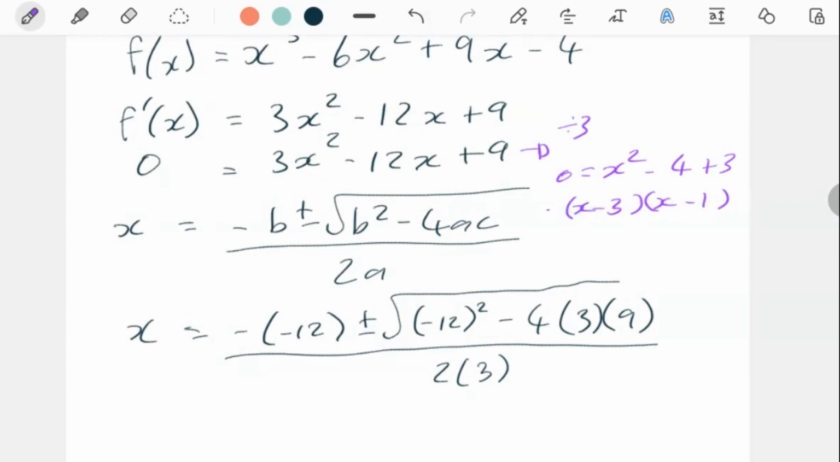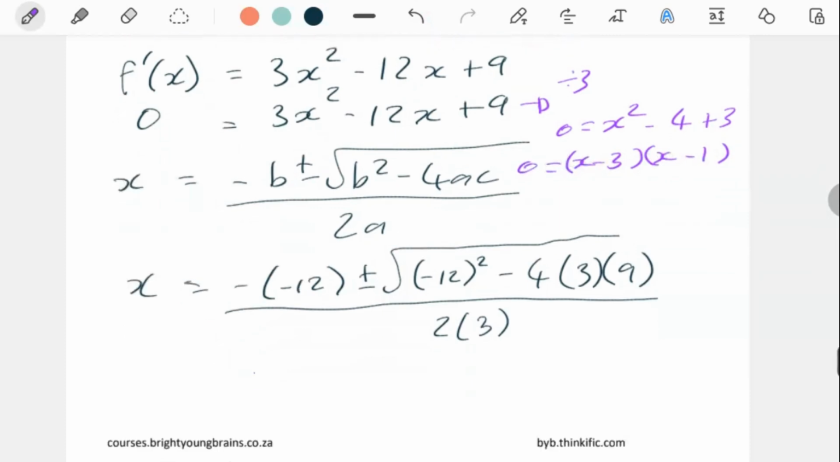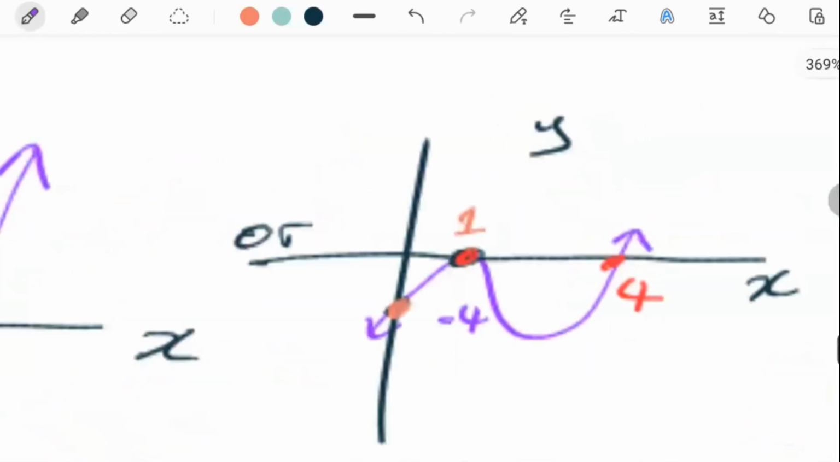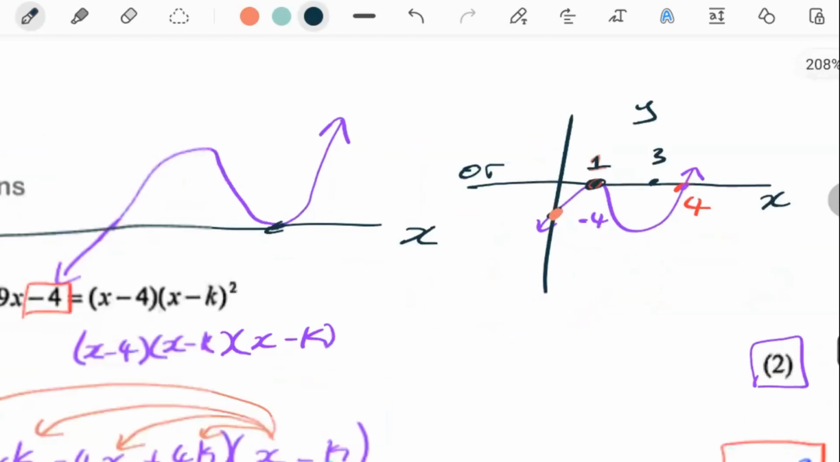And then this is easily telling us that x is equal to positive 3 or x is equal to positive 1, which makes sense. Because if you look at the image we were referring to, you see, the one x-intercept is a 4. So it makes sense that a turning point is at 3. And in this turning point, we already know it's at 1.